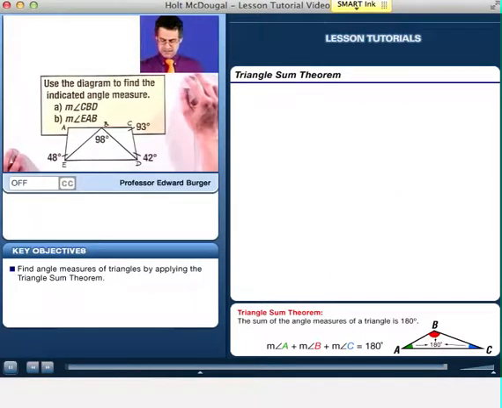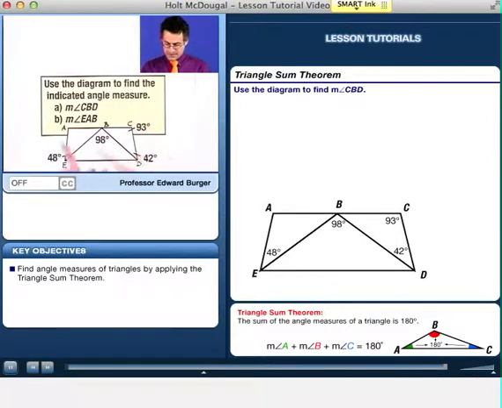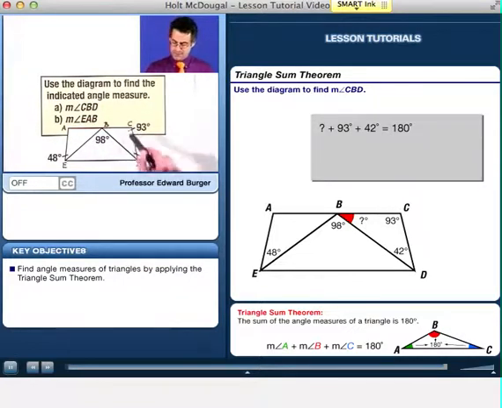So let's try to use this diagram and all the givens that are there to find these angles. So the first angle measure I want to find out is CBD. So that angle right there is the angle I want to find out. I don't know what it is, but look what I do know. I know that this angle right here is 93. This angle here is 42. So what that means is the total sum of the measures of the angles is 180. If I subtract off the measures of these, that's going to give me exactly the measure of that.